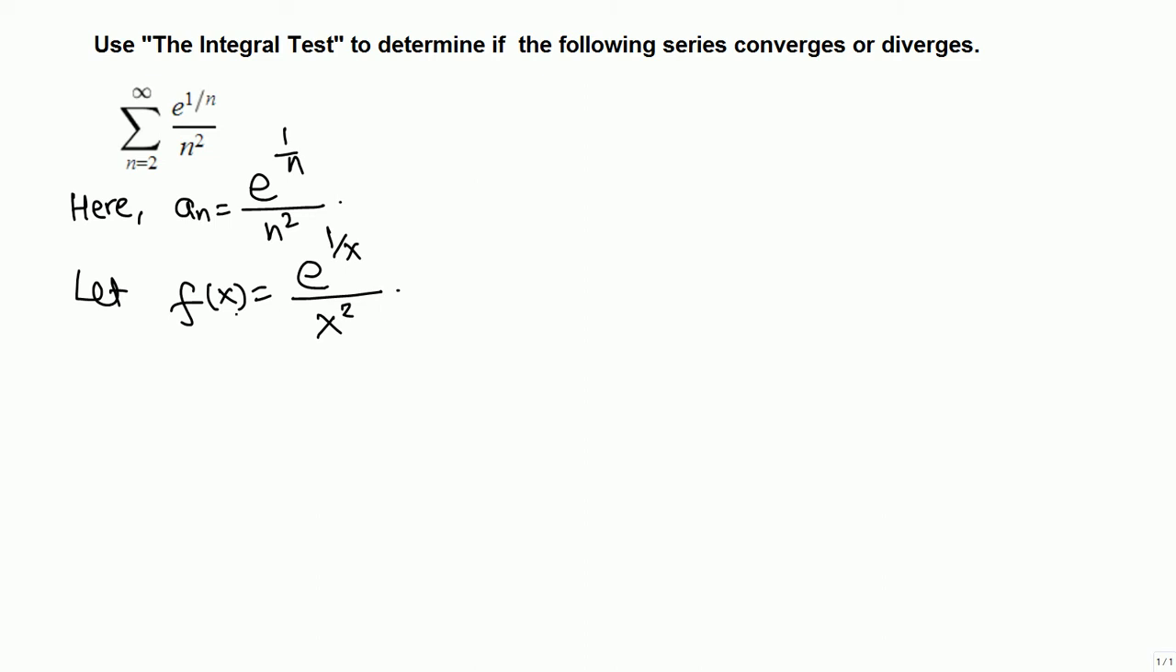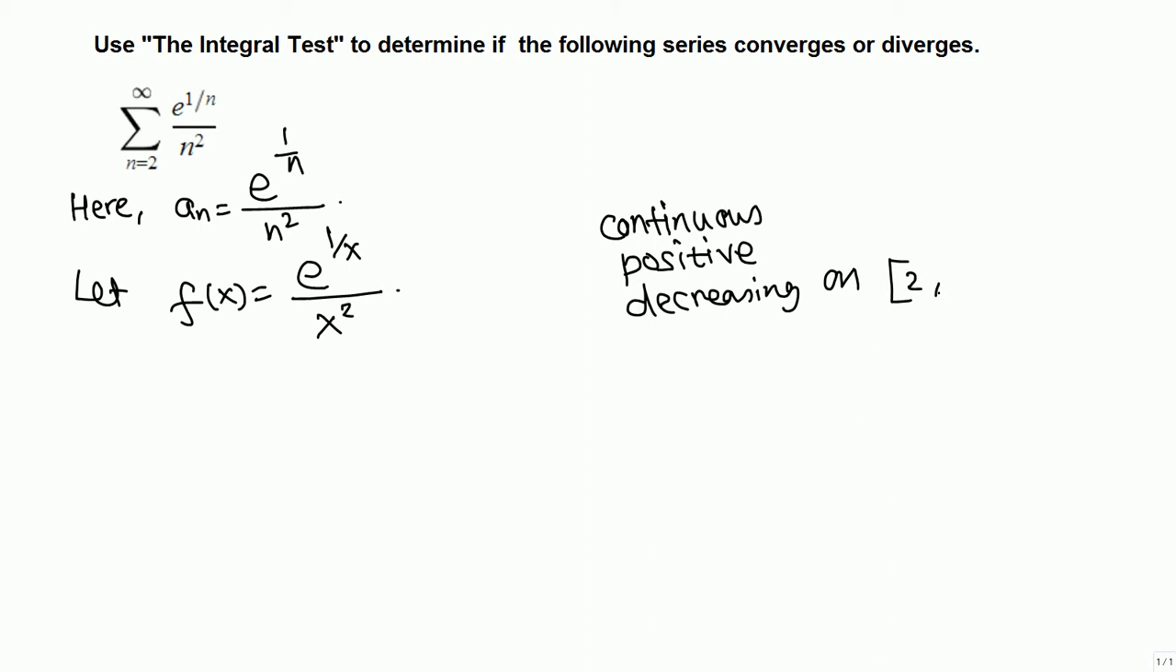Okay, now we need to show f is continuous, positive, and decreasing, all three on the interval. Look at the sum, n equals 2 to infinity, so the function should be continuous, positive, and decreasing on 2 to infinity. Okay, let's look at the continuity. x squared being a polynomial is continuous, the exponential function is also continuous, and on 2 to infinity we don't have 0. So no problem. And the ratio of two continuous functions is also continuous.